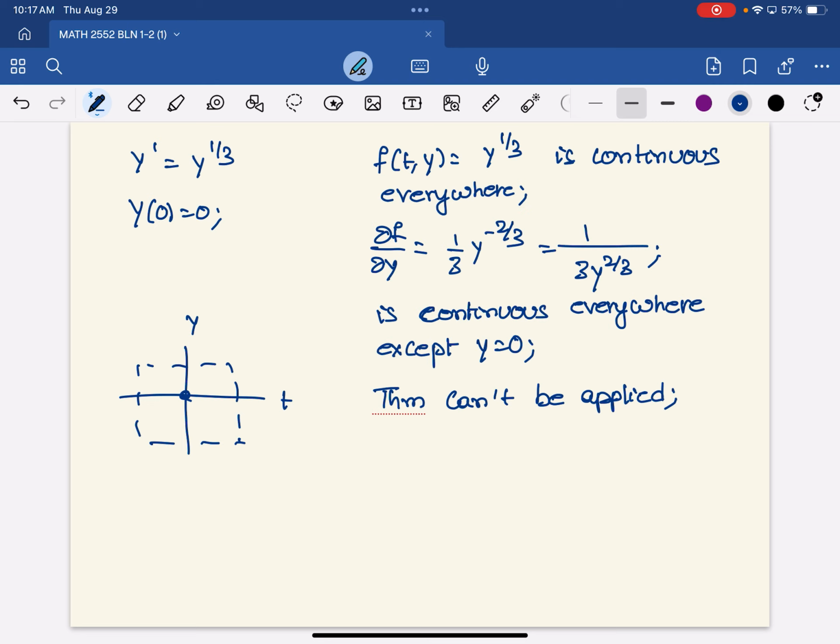Yeah. What does it mean when both are continuous, f of t and y and the partial derivative? You're asking what does it mean? Yeah, like if both of them are continuous everywhere. Yes. What does it mean? Is that what you're saying? So you want to feel it? Is that what you mean? Okay. What does it mean that f is continuous?